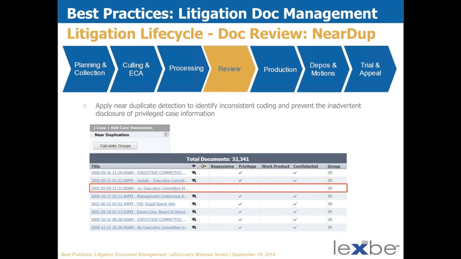So what NearDup groupings do is flag our attention to documents that are inconsistently coded, like this particular one here, and prevent us from inadvertently including this document in a production, and force us to go back and identify this as privileged, or at least spend extra attention on identifying why it would be in a NearDup grouping with other privileged documents and not be marked privileged.